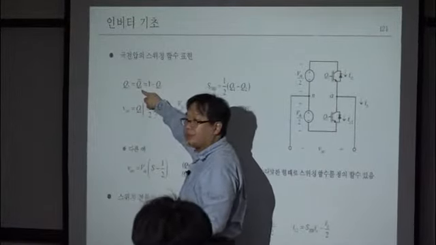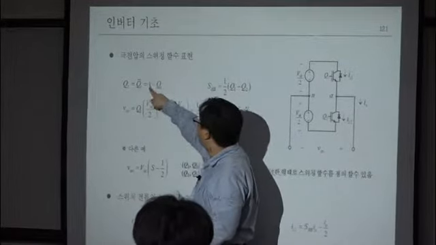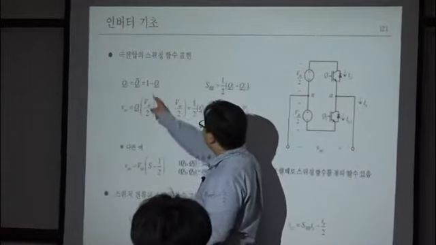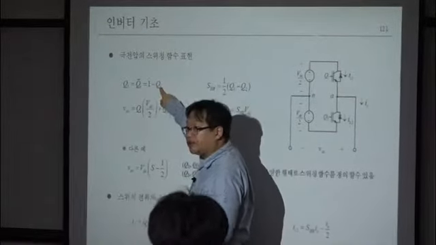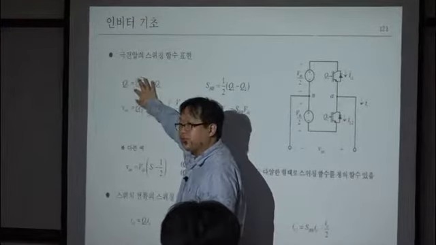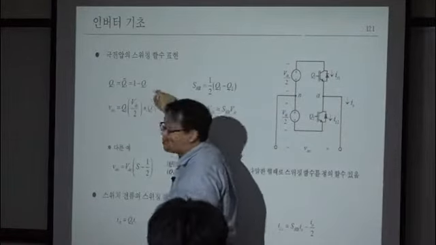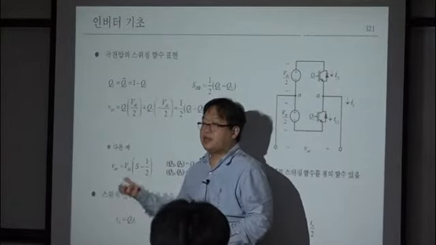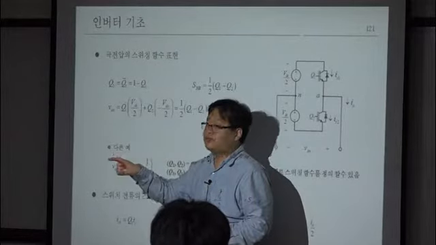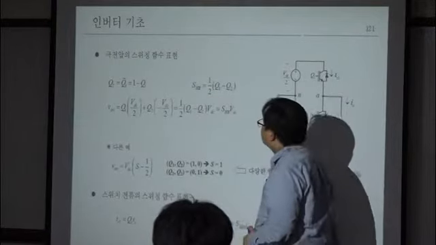Bar Q1. Then this is simply written as 1 minus Q1, right? So if your Q1 is 1, Q2 is 0. If your Q1 is 0, your Q2 is 1. With this switching function, you cannot implement 0,0 or 1,1, but we just assume some ideal case. Then we can define the switching function like that.